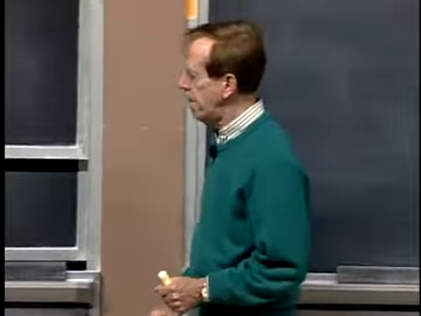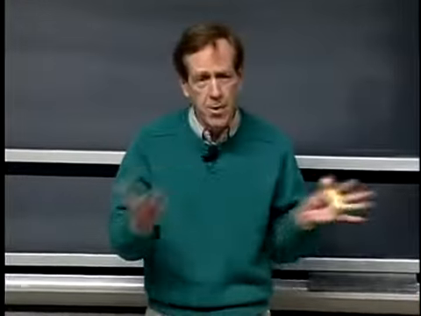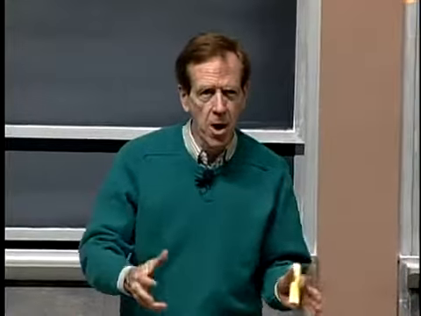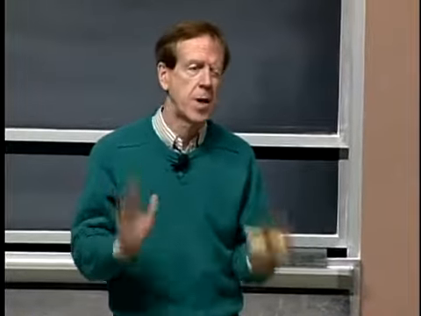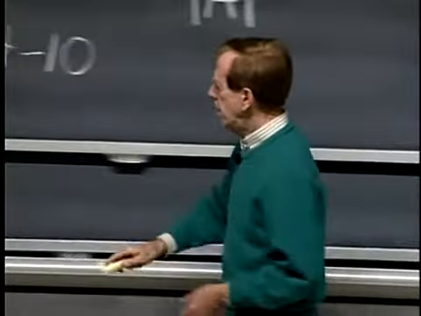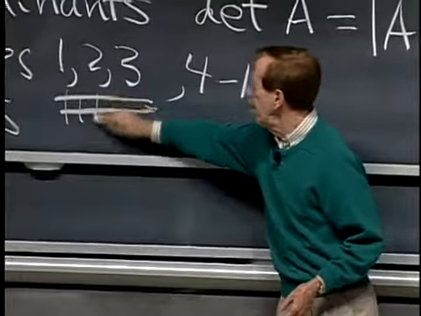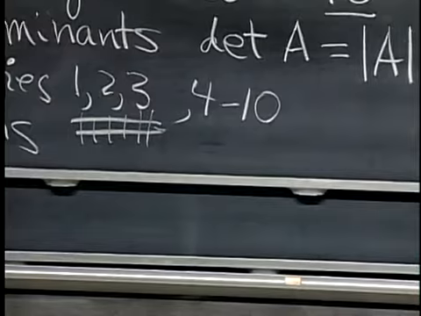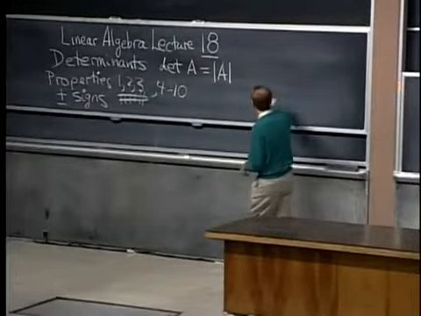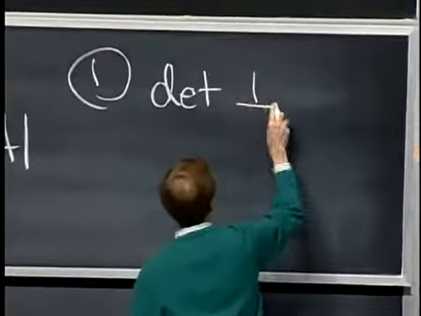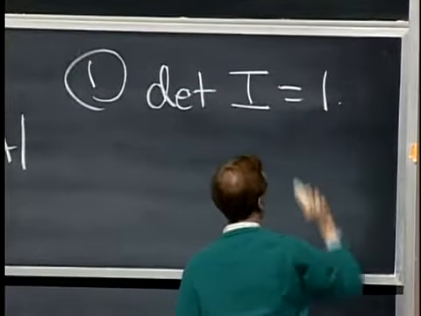So let me start. Okay, now the question is how to start. Do I give you a big formula for the determinant all in one gulp? I don't think so. That big formula has got too much packed in it. I would rather start with three properties of the determinant. Three properties that it has. And let me tell you property 1. The determinant of the identity is 1.